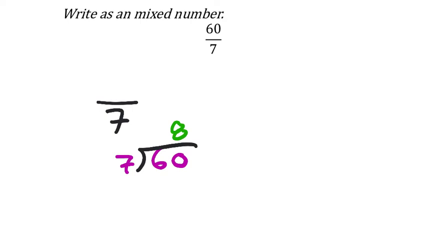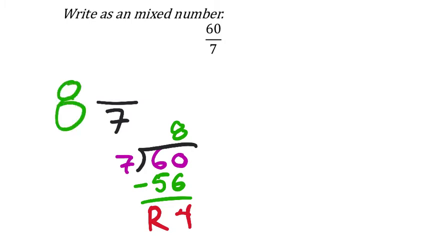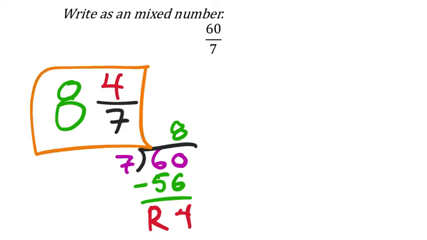8 times 7 is 56. So when I subtract this, it will give me the remainder, which will be the numerator of the mixed number. And that's going to be 60 minus 56 is 4. So the quotient is 8. And the remainder was 4, so that's our numerator right there. And just as usual, like hopefully we're getting used to, I can take to the calculator now and just double check to make sure that I've done this correct. So the calculator confirms that we've done this correct.